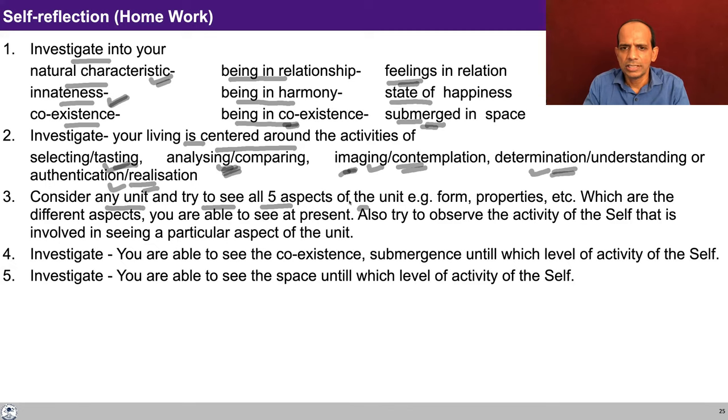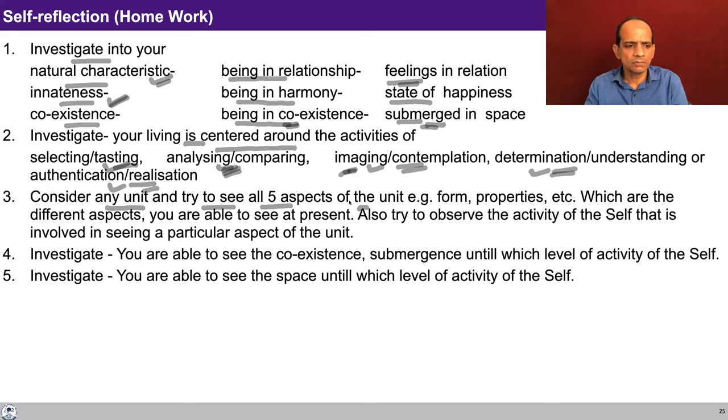You're able to see that if I use a stick in place of a pen, it will not write. But when I use a pen, it does write. So form is there, property also there in the pen. The pen has a natural characteristic also, the way it is related to paper, to other things in nature. It is self-organized. There's an innateness in this pen. It continues to be self-organized. This is the innateness part. And it is there in space, submerged in space.